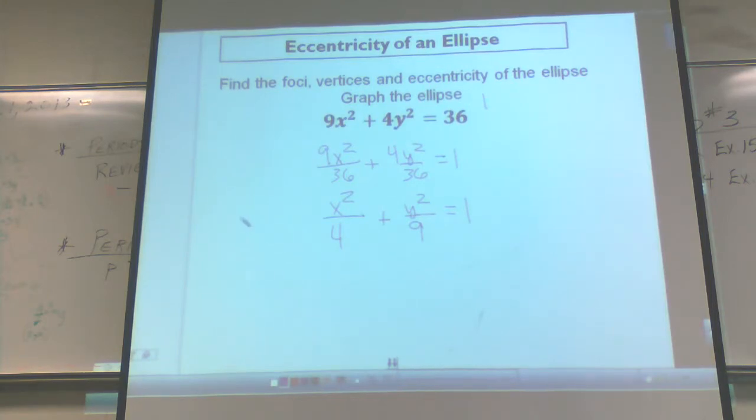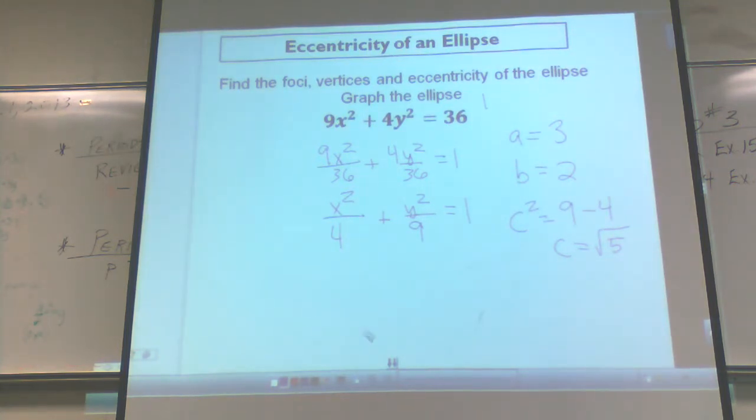So just like I did in the last one, I'm doing the focus points, the vertices, and the eccentricity first before I do the graph, because all the numbers I use for the graph are going to come from there anyway. So the A is the square root of the larger number, so the square root of 9 would be 3. The B is the square root of the smaller number here, that's 2. And then C squared would be that, so C is square root of 5.